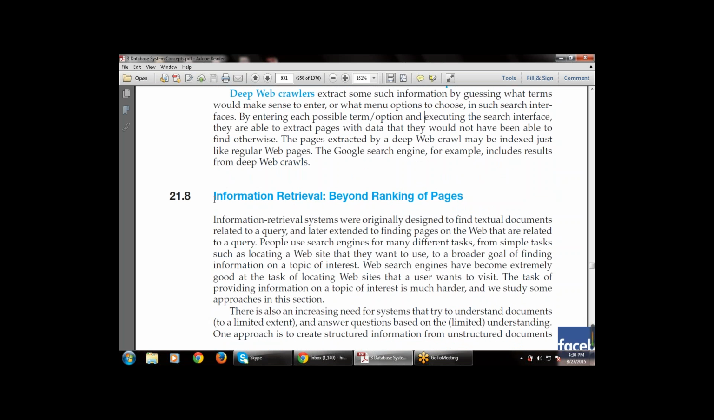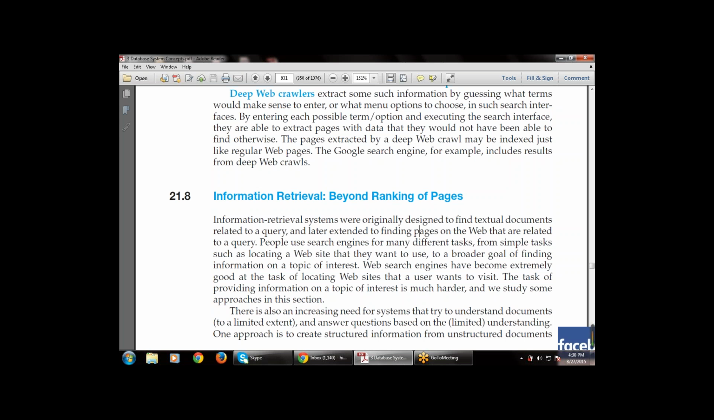Next is information retrieval, which goes beyond ranking of the pages. We are not able to rank each and every page, but the data will be available before, while, or without the ranking. So there is no concept of ranking here, but still the data will be available beyond the concept of ranking.